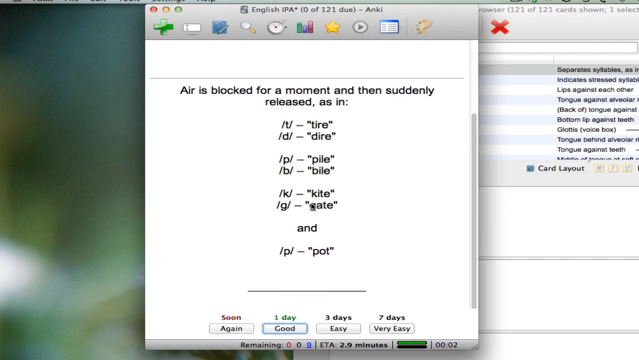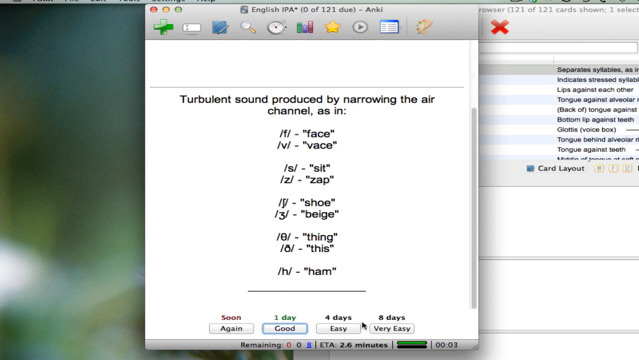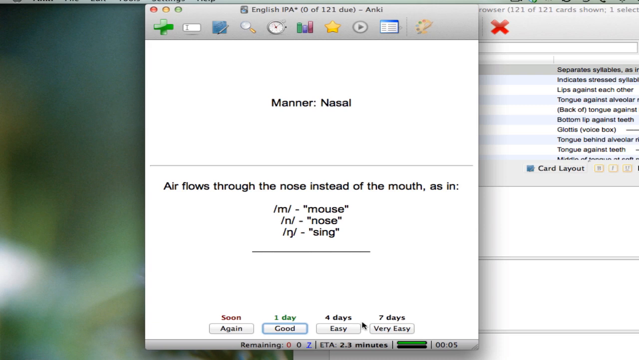Plosives, these are now the manners. The air is blocked for a moment and then released, as in tire, dire, pile, bile. Fricatives are these frictiony guys. This is in face and vase, sit and zap. These are where the air channel is very narrow, but enough that air can get through. Nasal ones are where the air channel is blocked off completely and air comes out your nose. Mouse, nose, sing.